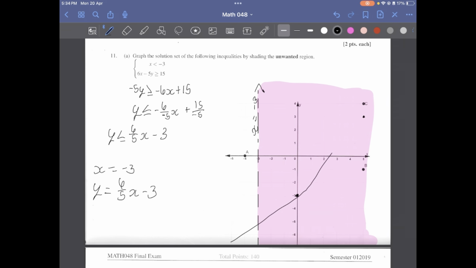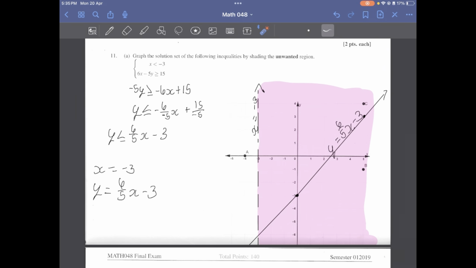Draw a line. Okay, and that's not a straight line. Okay, hold up. Where did the dot go? That was there. Okay, so now we're going to label our line. We're going to label it y is equal to 6 over 5x minus 3. And that's a solid line because of the inequality symbol that's greater than or equal to. So the line will be solid.